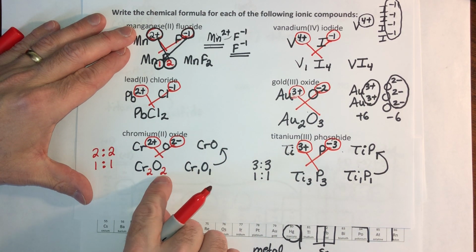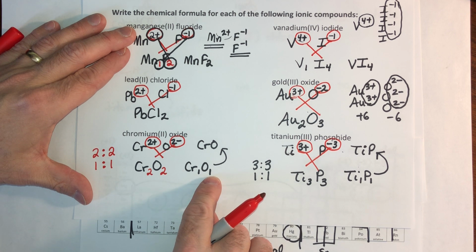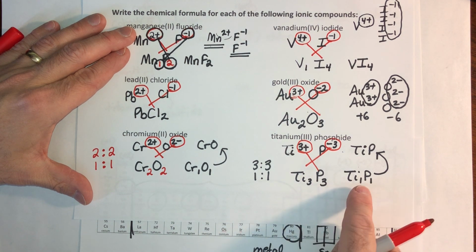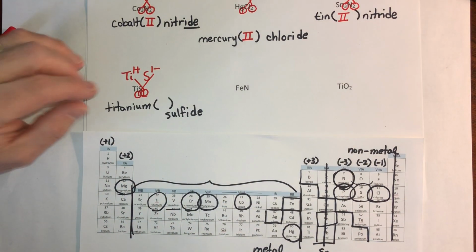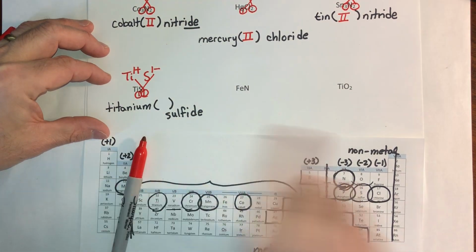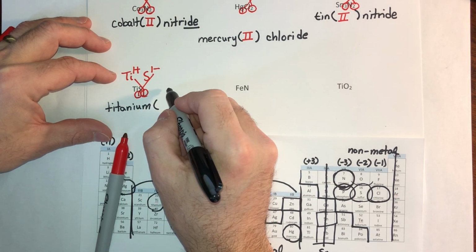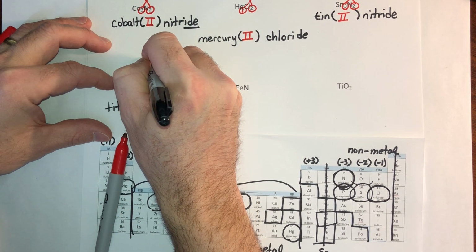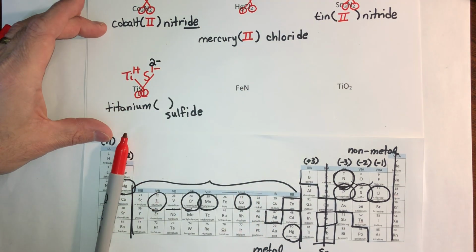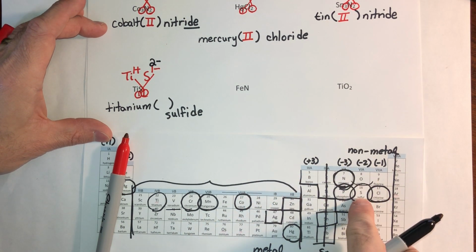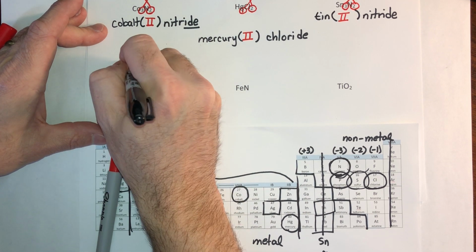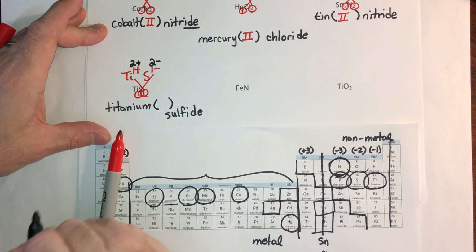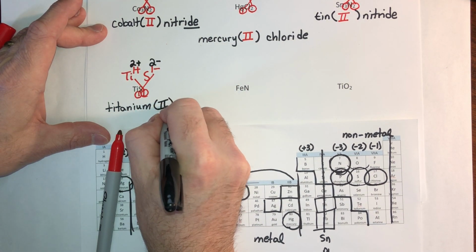Remember how when we got 2 to 2, we reduced it to 1 to 1? And when we got 3 to 3, we reduced it to 1 to 1? That's what happened here. Somebody reduced this to 1 to 1. Really, the charge on a sulfur is a -2. That's the real charge on sulfur. So instead of it being a 1 to 1, it was originally a 2 to 2. This is titanium 2.